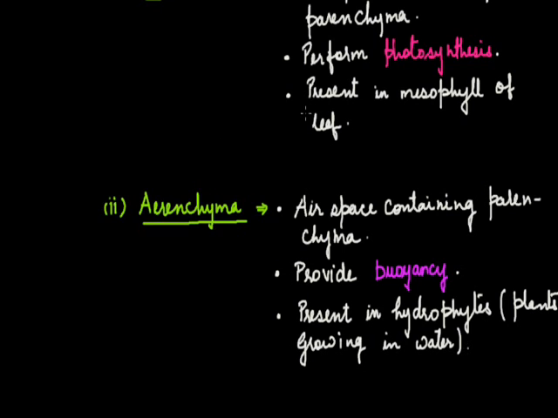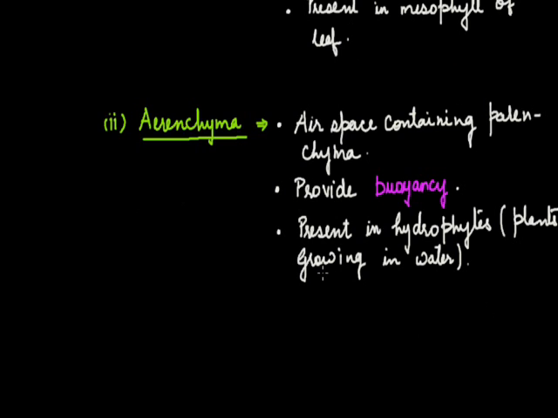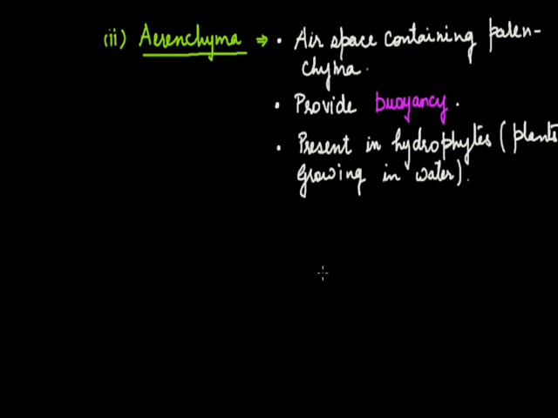So we can clearly understand that these parenchymatous tissues provide buoyancy to these hydrophytes, that are the plants growing in the water bodies, and thus they can easily float or keep up in the water bodies. They do not get submerged, they do not get drowned because of these parenchymatous tissues. Now we will see the diagrammatic representation of the parenchymatous tissue.